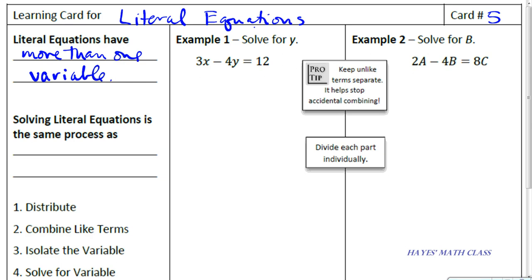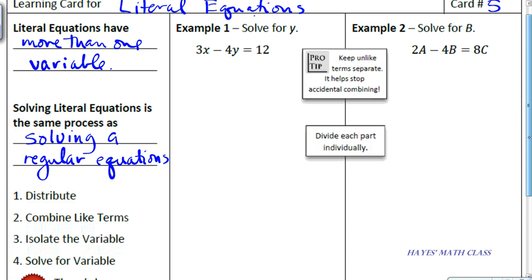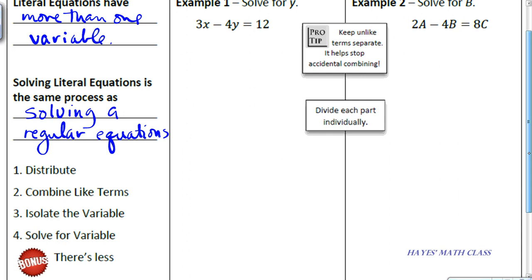The process of solving a literal equation is the same process as solving a regular equation. And so you're still going to go through and distribute things, and then you're still going to combine like terms if you need to. But most of the time, those two things you don't have to worry about very much. And then you're going to go through and isolate the variable, and then you're going to solve for the variable.